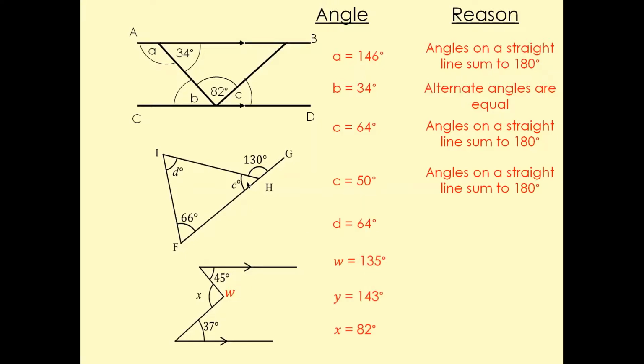Once you got this one, we know this one. We just calculated this angle. So angles in a triangle, they all add up to 180 degrees. And you add these two angles, take away from 180 degrees, and that will give you 64 degrees.